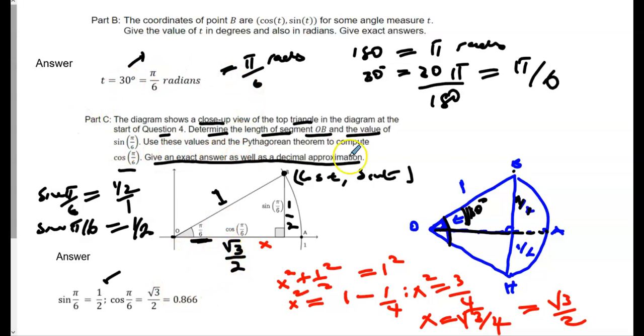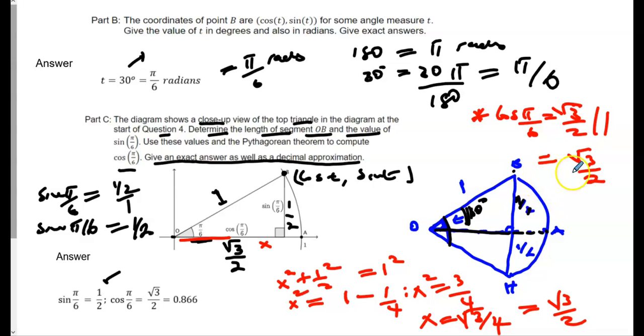Now the cosine of the angle, let me do that here for you. The cosine of the angle pi on 6 now becomes adjacent over hypotenuse, which is equal to √3/2 divided by 1. And anything divided by 1 is the same thing. So cosine of pi on 6 is equal to square root of 3 over 2. And when you divide square root of 3, which is 1.732, by 2, you get 0.866. All right. And so sine pi on 6 is 1/2, and cosine pi on 6 is going to give us root 3 over 2.